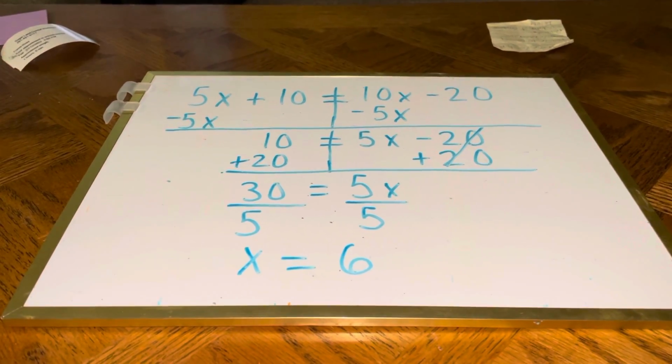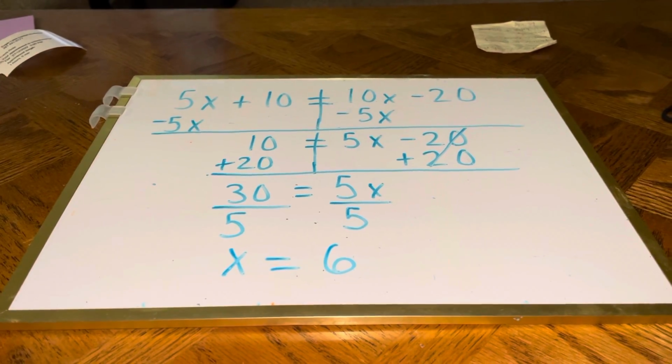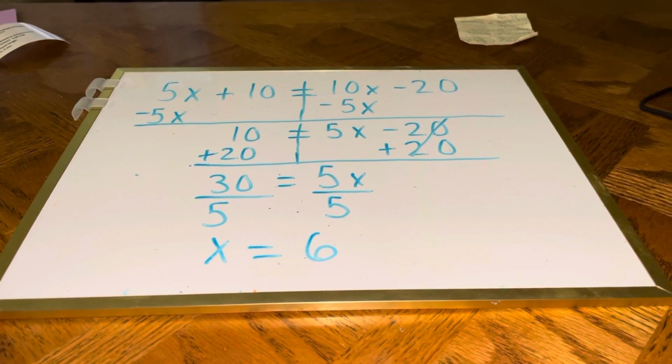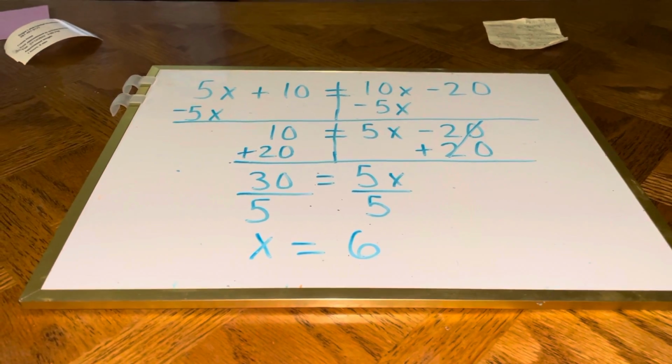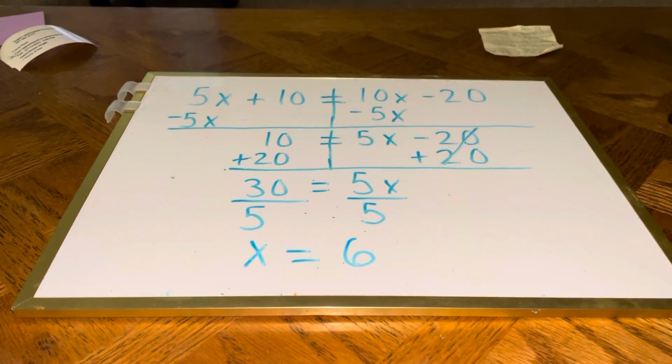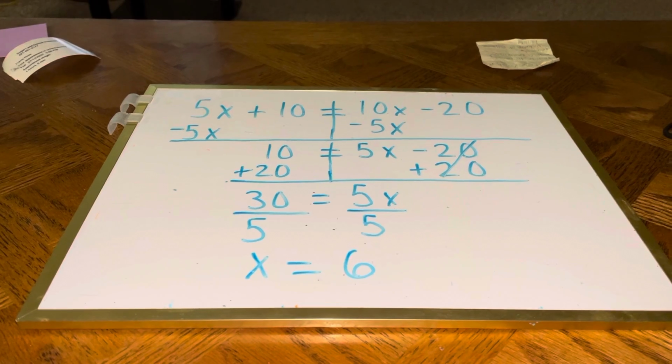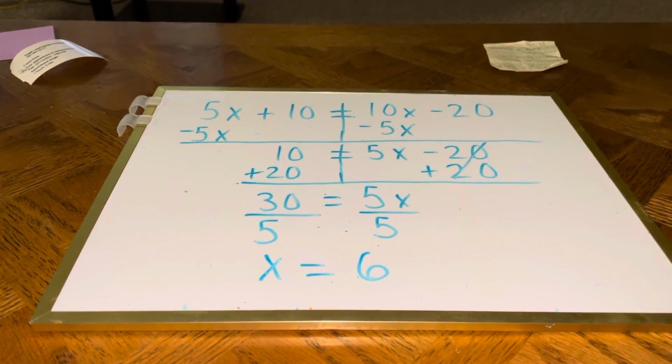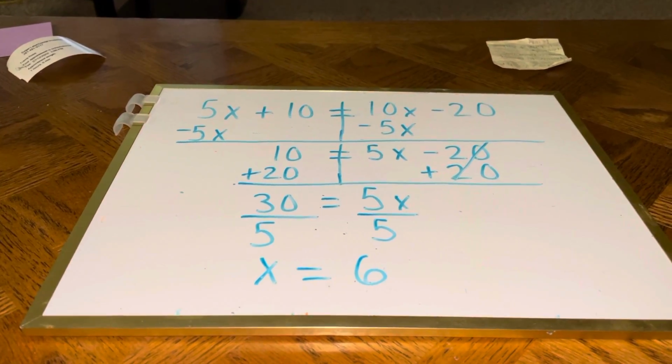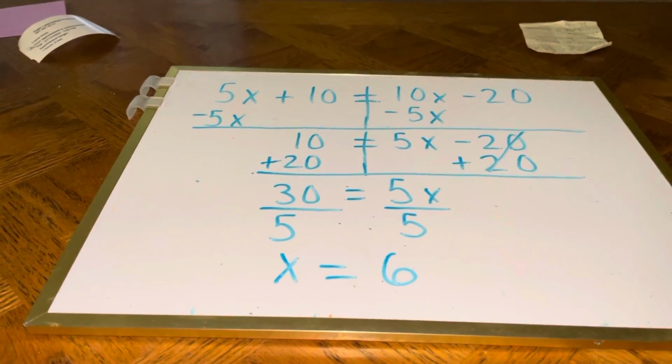So I have one where it has 5x plus 10 equals 10x minus 20. I wanted to get rid of my smaller variable in this case. We could have got the same answer if I said, let me get rid of 10x, but 5x was the easier one to get rid of. So that's what I did.